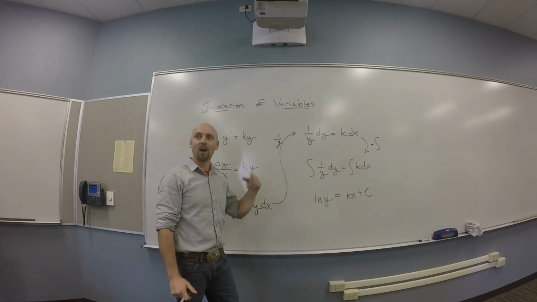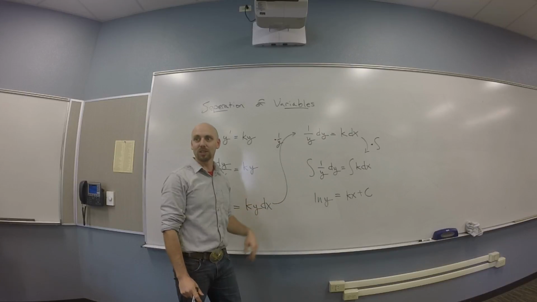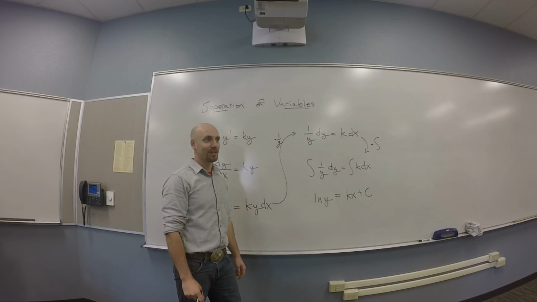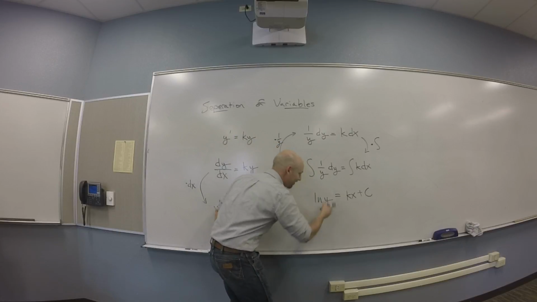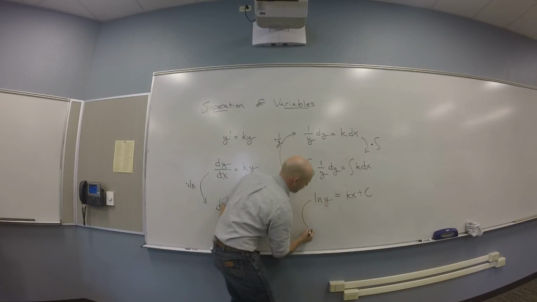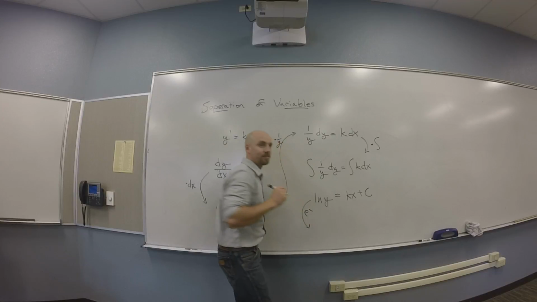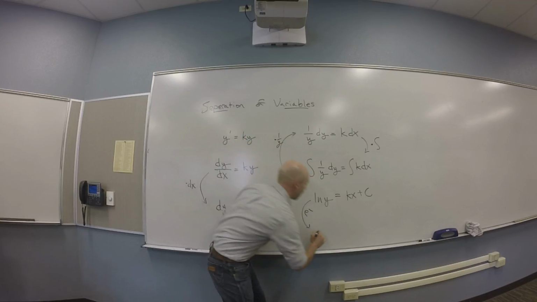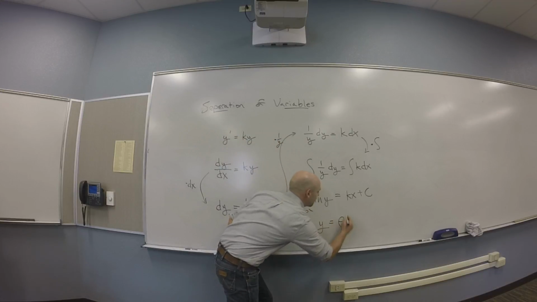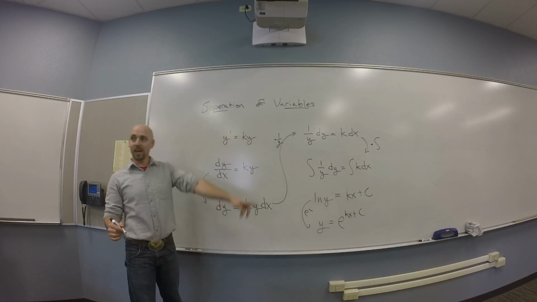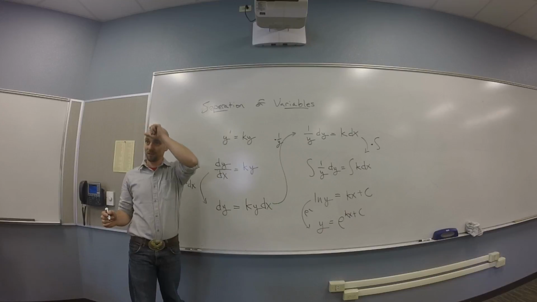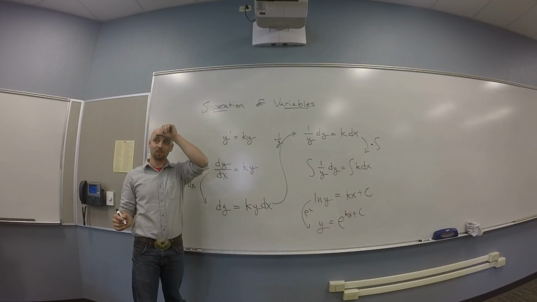Okay, now you need y, right? You don't want to know about log y, you want to know about y. So now you put e under both sides. So you do e to this stuff, and you get y equals e to the kx plus c. All that is in the exponent, right?